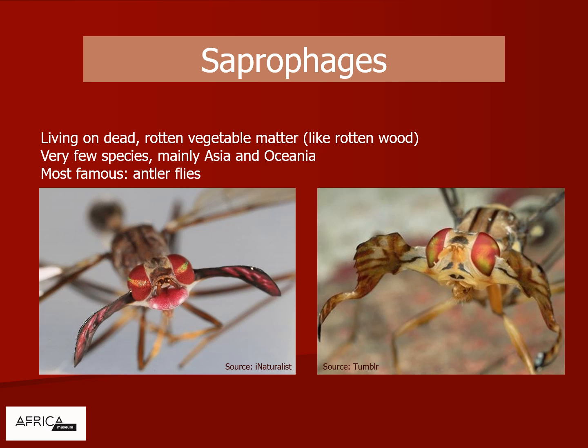A few flies in the family are saprophages. They feed on dead and partially decomposed vegetable material such as rotten wood. Representatives of this group are mainly found in Asia and Oceania. The most famous ones are called the antler flies. The name refers to outgrowths on the cheeks in the male, which resemble antlers found in deer or antelopes.